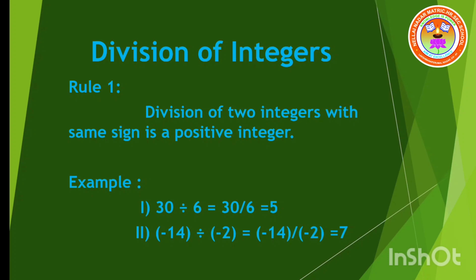Now in this, 14 divided by 2, in the 2 tables, how many times will 14 come? 7 times. So 14 divided by 2 is 7. Now you understood what rule number 1 is: division of two integers with the same sign is a positive integer. Clear, children? Now we'll move on to rule number 2.